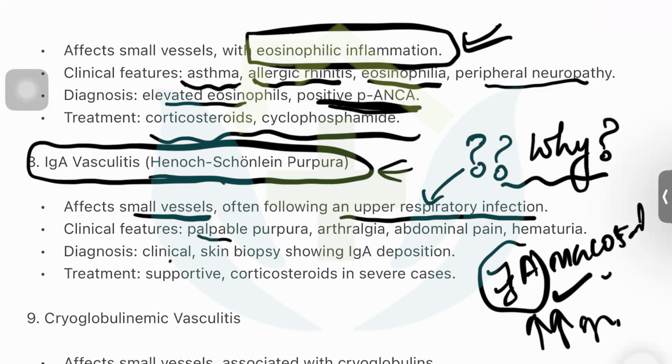Patients usually present with palpable, non-blanchable purpura, usually leukocytoclastic vasculitis, arthralgia, abdominal pain and hematuria. Treatment is supportive, steroids, and sometimes immunosuppression is required.